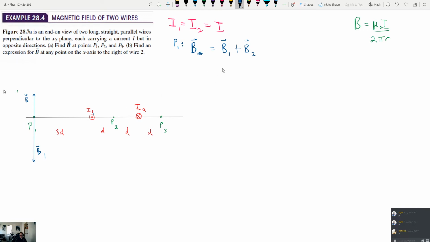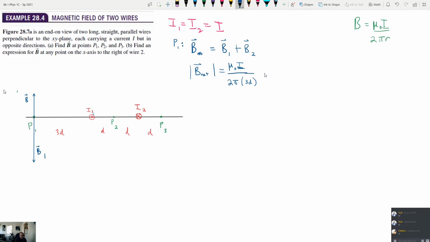Okay, so they're in opposite directions, which means that if I want to find the magnitude of the net magnetic field, then for B1 it's going to be mu naught times the current. Now remember, the currents are the same. They're both equal to I. So it's mu naught times I, you divide by 2 pi, and then you have to divide by the distance from point P to this point, which in this case is 3d.